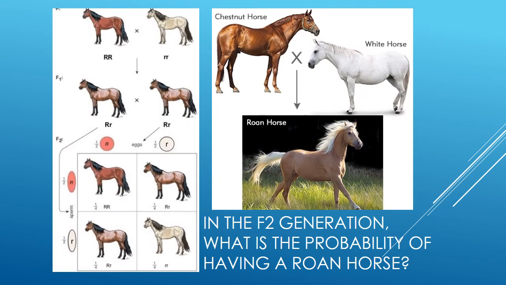This all got the question. In the F2 generation over here, what is the probability of having a Rhone horse? Remember, Rhone is the mix between the white and the red, or the chestnut. Most of you should say 2 out of 4, which is 50%. Okay.